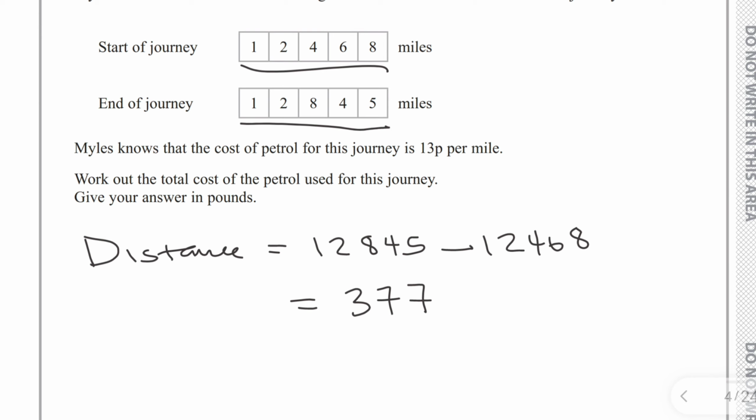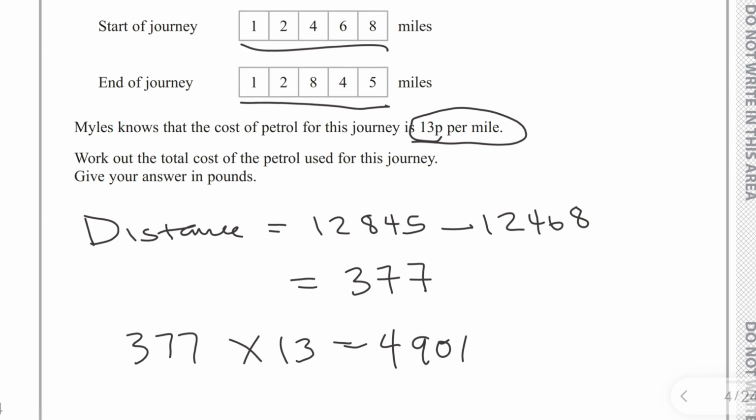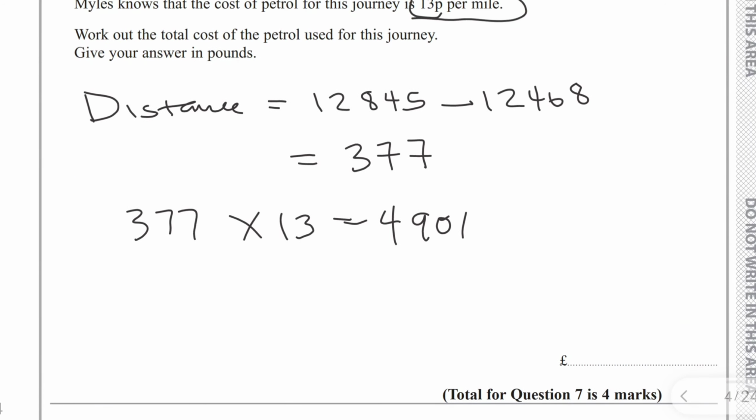Now, Miles knows that the cost of petrol for this journey is 13 pence per mile. So the total cost of petrol used is going to be the total distance of 377 miles multiplied by 13 pence. That gives us 4,901 pence. We are asked to give our answer in pounds, so we have to divide by 100. That will give us 49 pounds and 1 pence, which is 49.01 pounds.